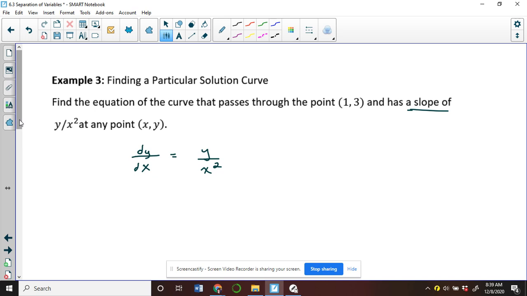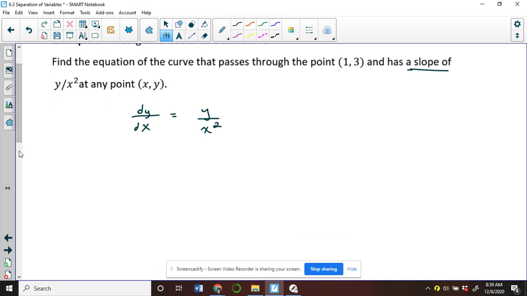We need to separate our variables, meaning we need y on the left-hand side, x on the right-hand side. So we need to multiply by 1 over y, and leave our 1 over x squared on the right-hand side. And I'm going to multiply over my dx. We have now separated, therefore we must integrate.